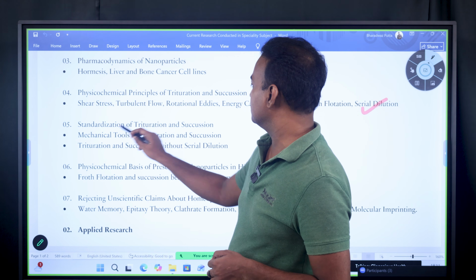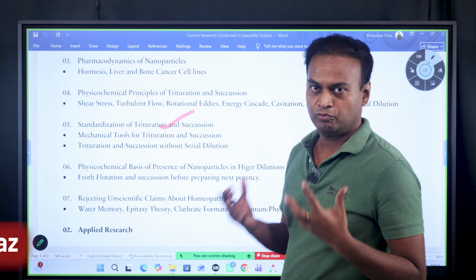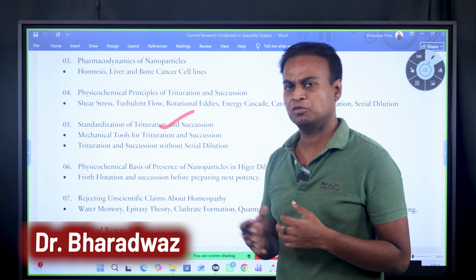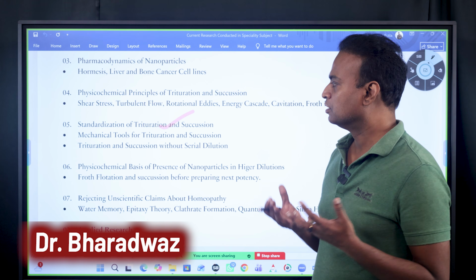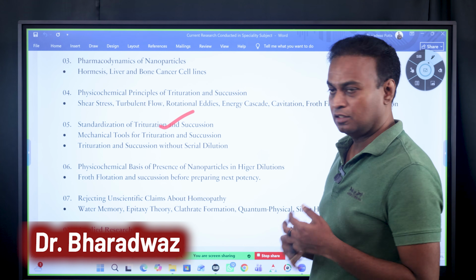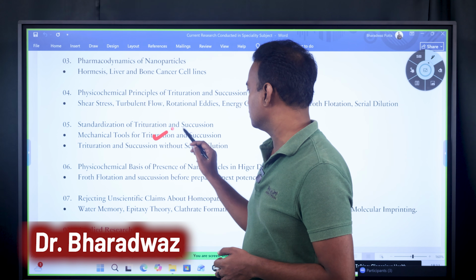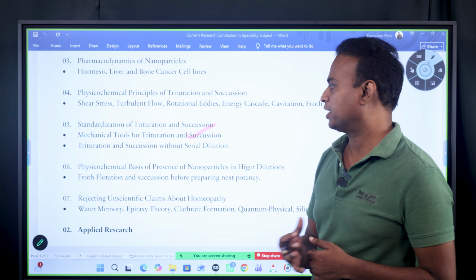Next one is standardization of trituration and succussion. What homeopaths are doing is everyone is using their own style of trituration and succussion. There are no standards for that. Scientists have started working, and there are some mechanical tools for trituration and succussion. They are trying to standardize them.